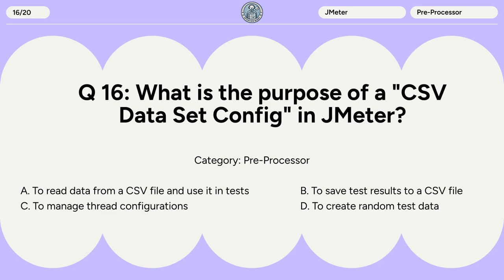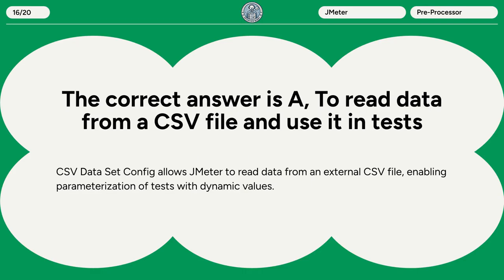Question 16. What is the purpose of a CSV dataset config in JMeter? A. To read data from a CSV file and use it in tests. B. To save test results to a CSV file. C. To manage thread configurations. D. To create random test data. The correct answer is A. To read data from a CSV file and use it in tests. CSV dataset config allows JMeter to read data from an external CSV file, enabling parameterization of tests with dynamic values.